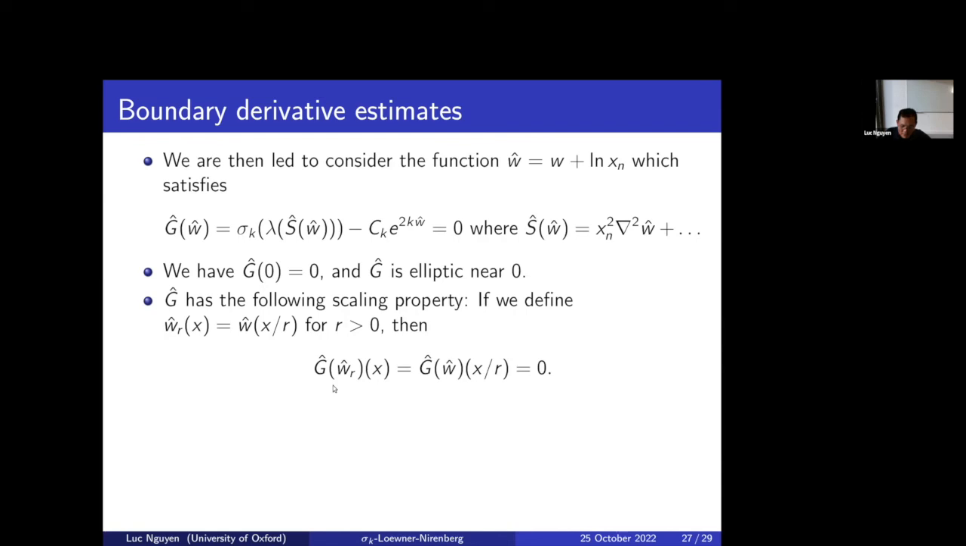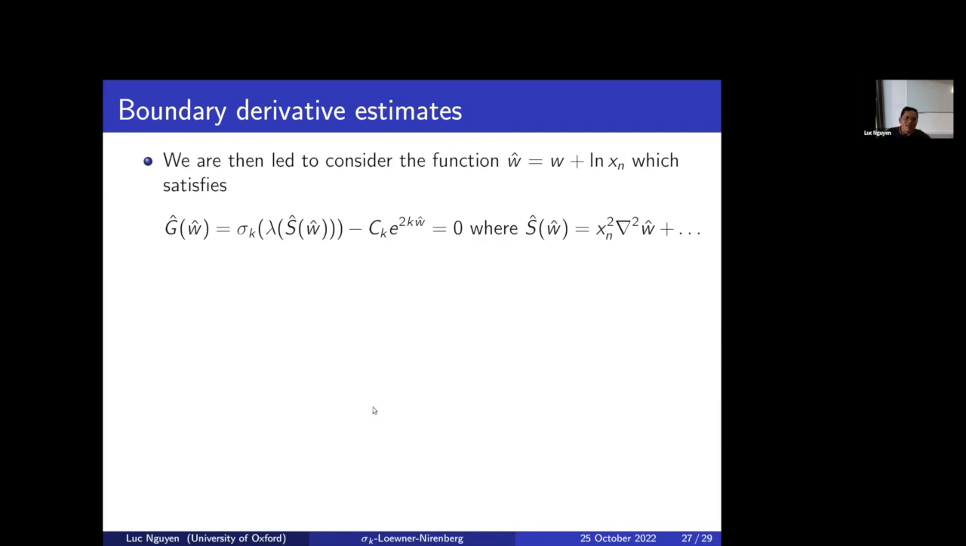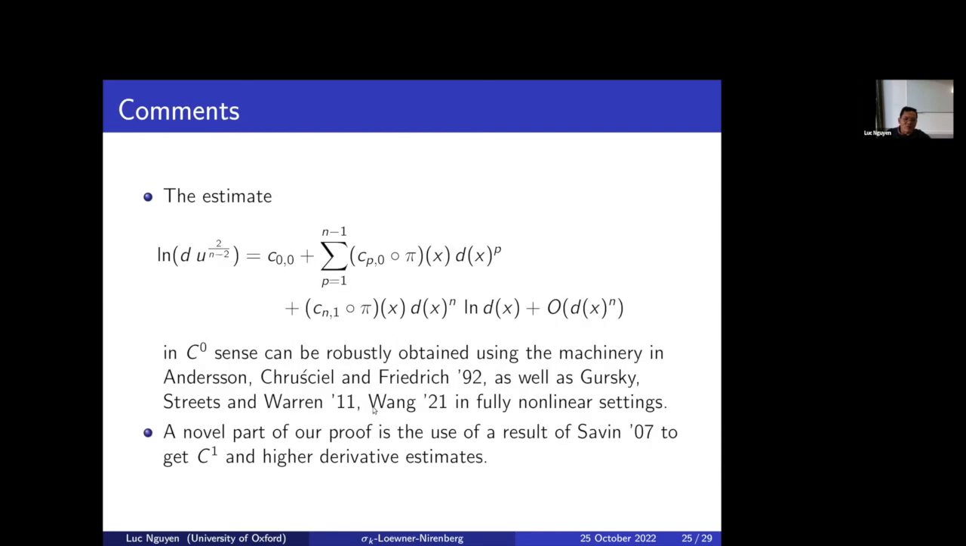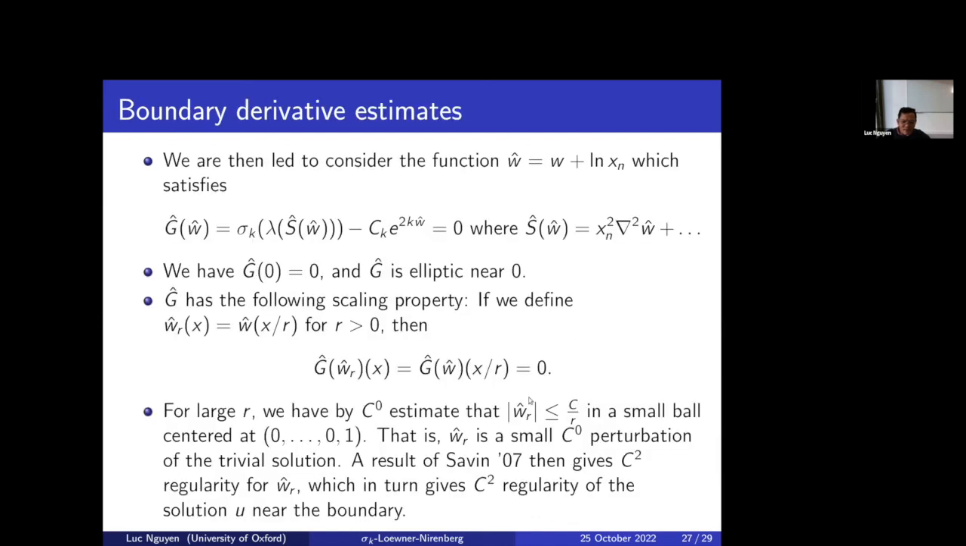So now, because we already had the C0 estimate, right? Remember that we said that we can obtain a C0 estimate like this. And if we use that information in this notation, then we have that this rescaled variable W hat r is going to be less than C over r. So in particular, when r is large, this is going to be 0. That means that this W hat r is a perturbation of the trivial solution of g hat that we have here.